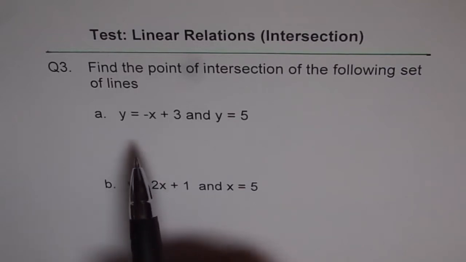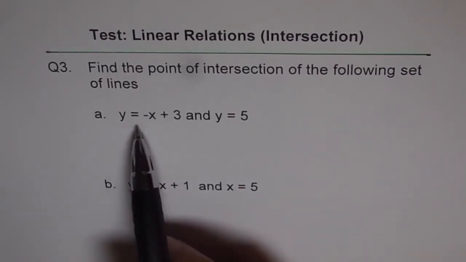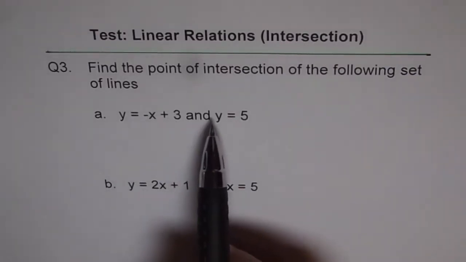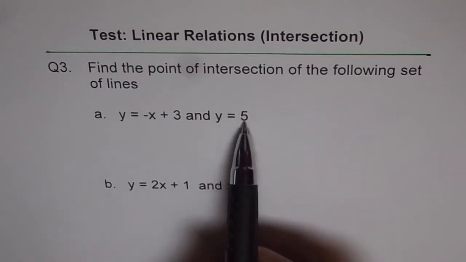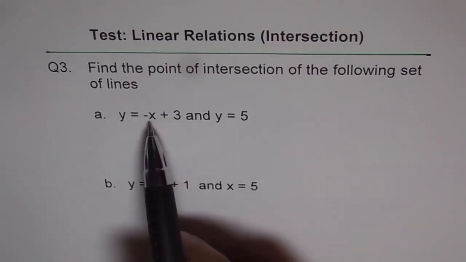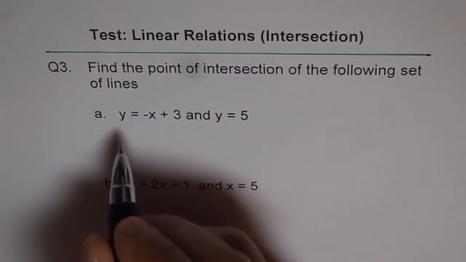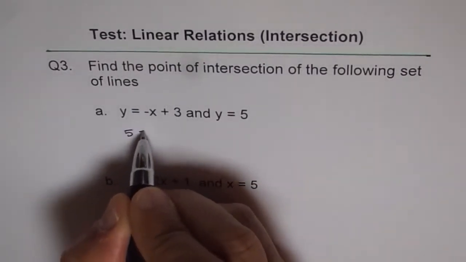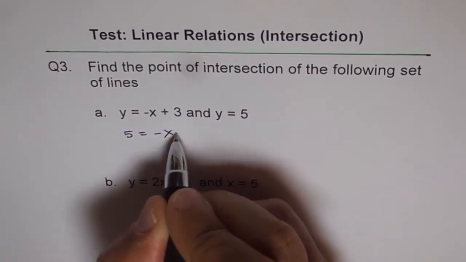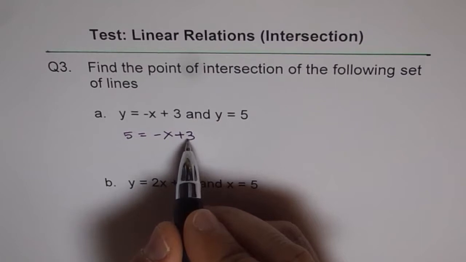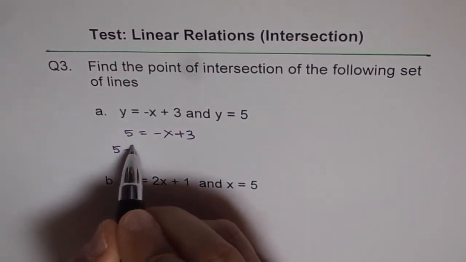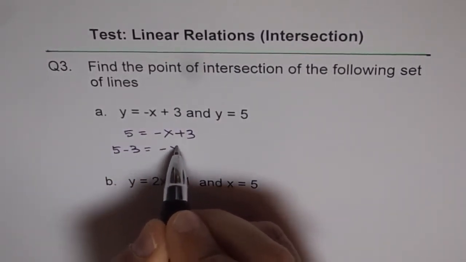Part A, we have two equations. One is y equals to minus x plus 3 and the other one is y equals to 5. So they will intersect only where y is 5. Now let's substitute the y value of 5 here and see what value of x do we get. So if I write 5 here, I get 5 equals to minus x plus 3, right? And now let's bring the numbers together. It becomes 5 minus 3 equals to minus x.